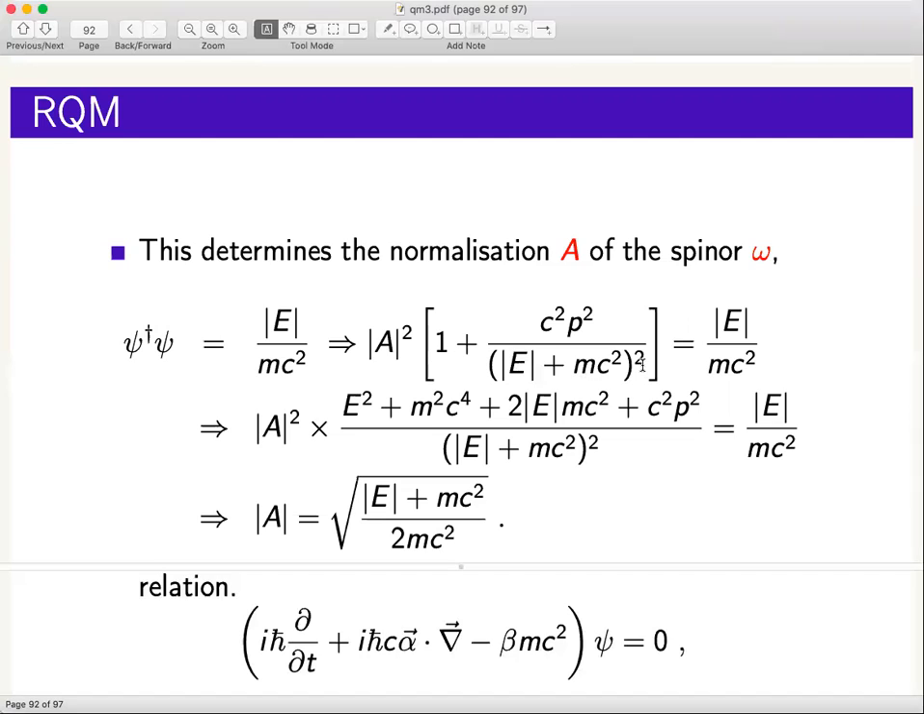Now, if you had taken a negative energy solution, you would have gotten minus signs at both places, but when you square it, it doesn't matter really. So you get the same answer. Okay. You want to set this quantity to be mod E upon mc squared.